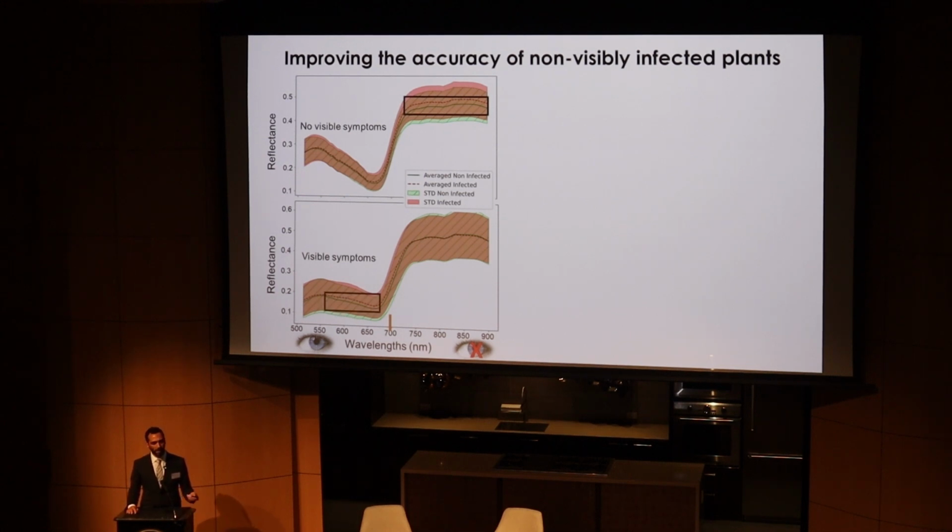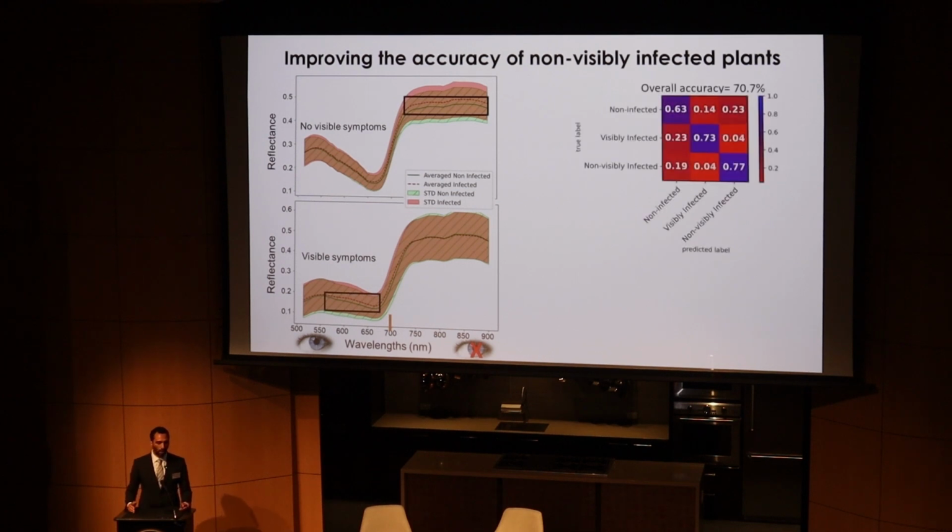Of course, when the plants start to become red, then you start seeing a higher difference in the visible area of the light spectrum. If you look at the overall accuracy, at that point we differentiated the model into 3 different classes. Instead of a binary classification of infected or not, we divided into not infected, visibly infected, and non-visibly infected. And so we increased the accuracy of assessing the non-visibly infected plants all the way up to 77%.